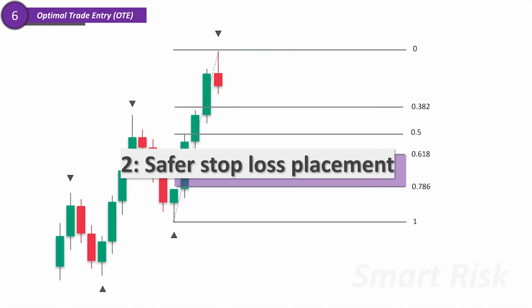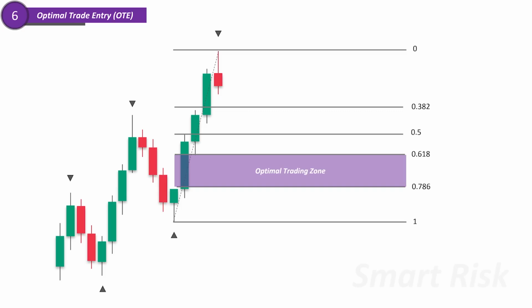The second reason is safer stop-loss placement. We know that the safest place to set a stop-loss is below the swing low, so entering closer to this level allows for a smaller and safer stop-loss.